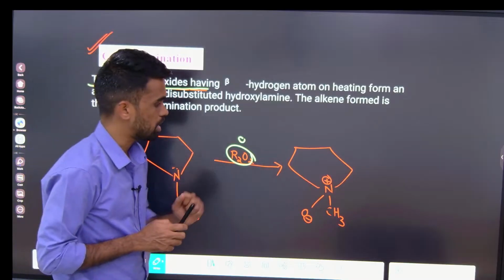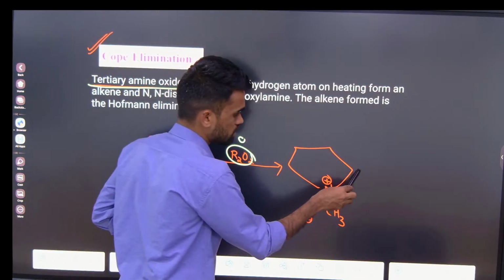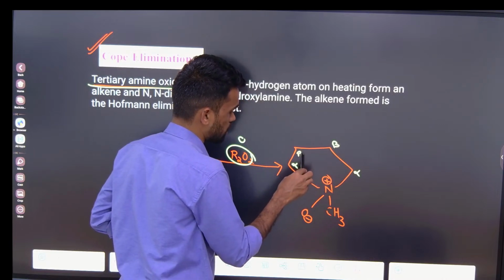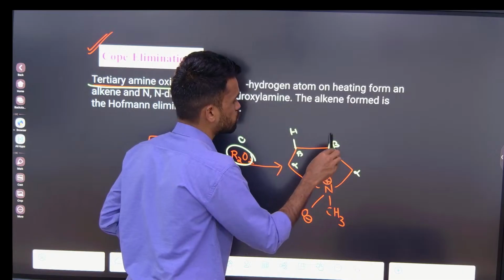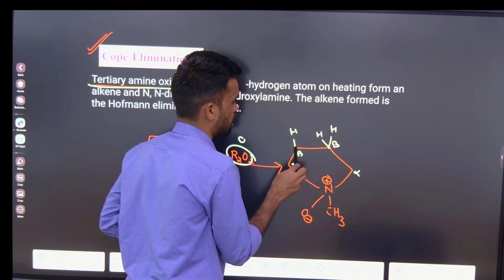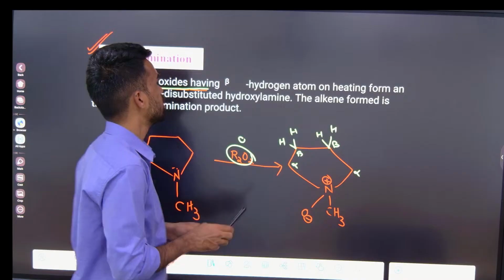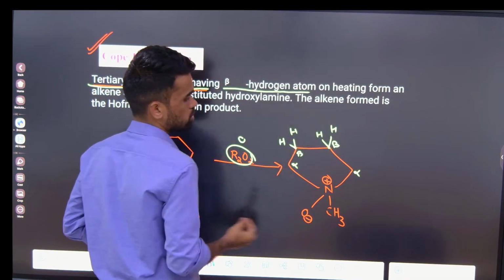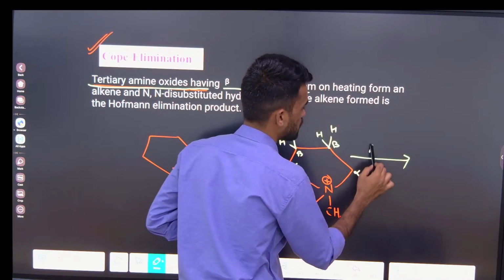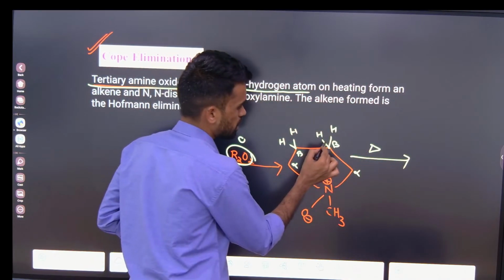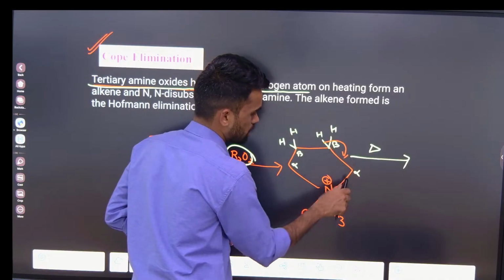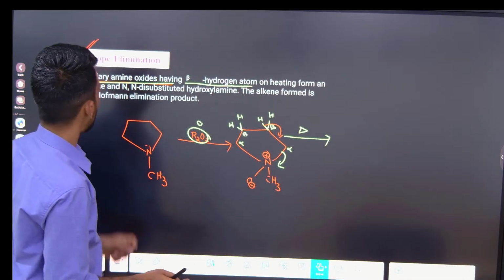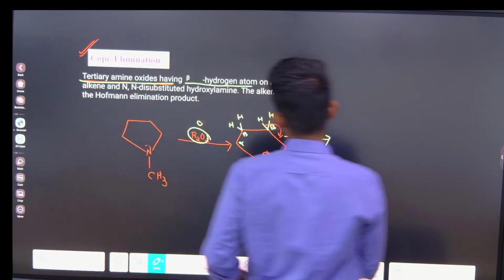Now in the tertiary amine oxide, see, this is the alpha carbon, this is the beta carbon. So this is also alpha, this is beta carbon. At least one proton should be there at these beta carbons. We have one proton or two protons here, but a minimum of one beta hydrogen. Now what happens upon heating, this beta proton is eliminated and this group will shift to this side. So it will form an alkene now.